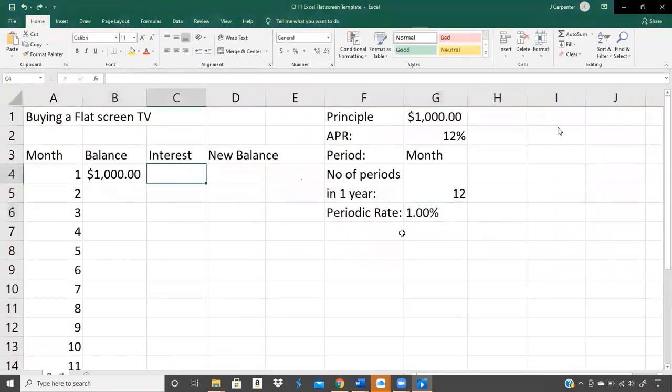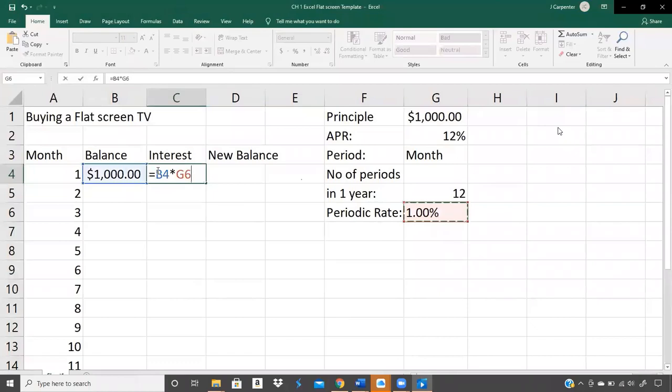I don't want to just do the calculation in my head because there's going to be 11 more of these, and I want Excel to do all that for me. How are we on time? Okay. So we go equals to make Excel do this for us. We take the balance, which is in cell B4, times the periodic rate. Don't click the cell that says the word, click the cell with the number.